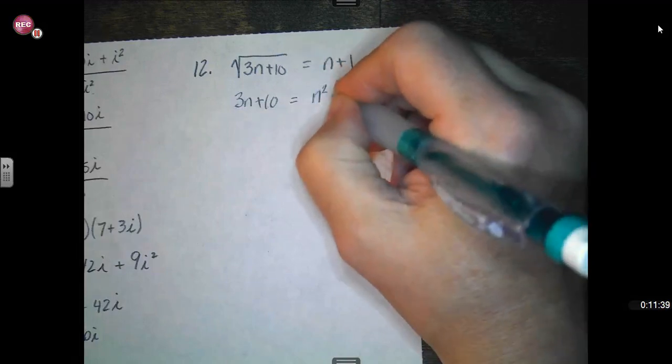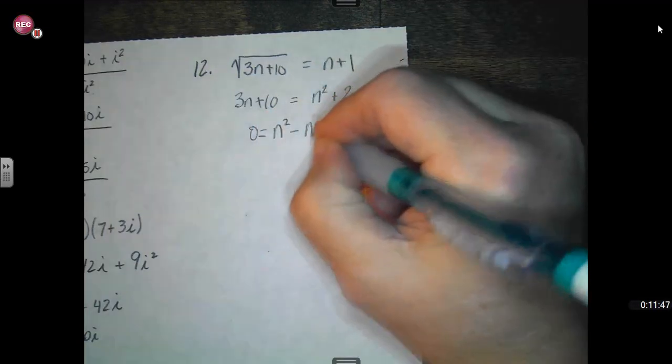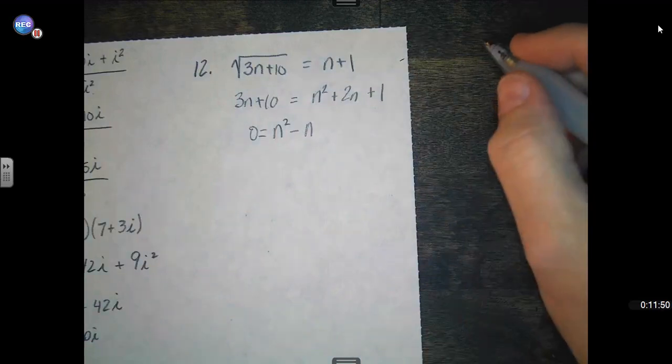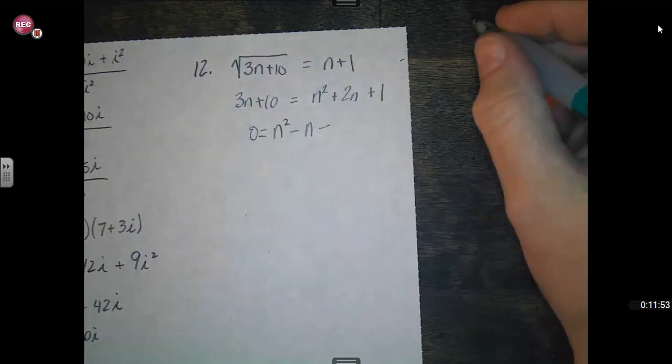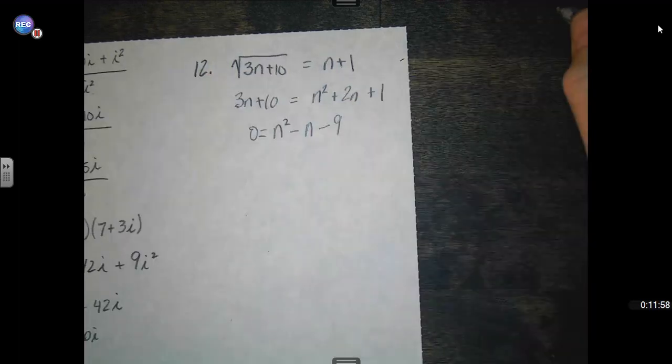Number 12. Looks like I forgot to draw in that radical. The square root of 3n plus 10 equals n plus 1. So to solve that, I square both sides. 3n plus 10 equals n squared plus 2n plus 1. And set it equal to 0. n squared minus n minus 9.